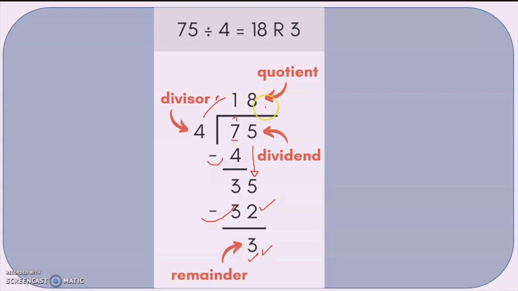So the quotient of this division is 18 and the remainder is 3.